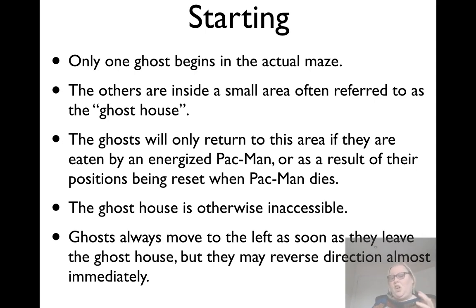The ghosts only return to this area if they're eaten by an energized Pac-Man, so Pac-Man has eaten a pill, or as a result of their position being reset when Pac-Man dies. The ghost house is otherwise completely inaccessible. In particular, note that Pac-Man himself can never get into this ghost house, so it's just an NPC area. The ghosts always move to the left as soon as they leave the ghost house, but they may reverse direction almost immediately.